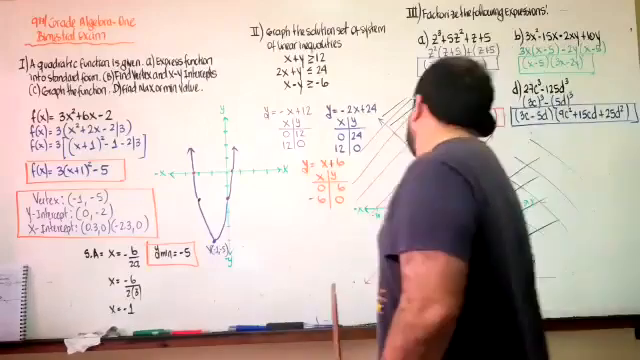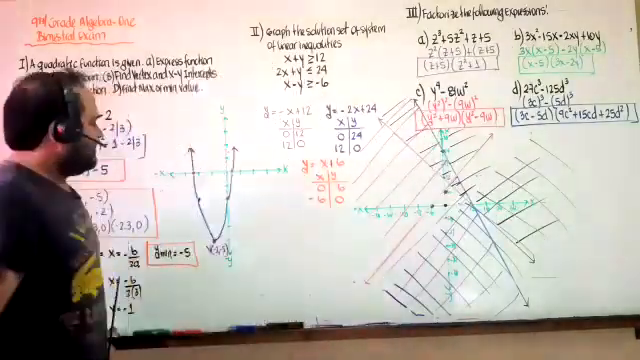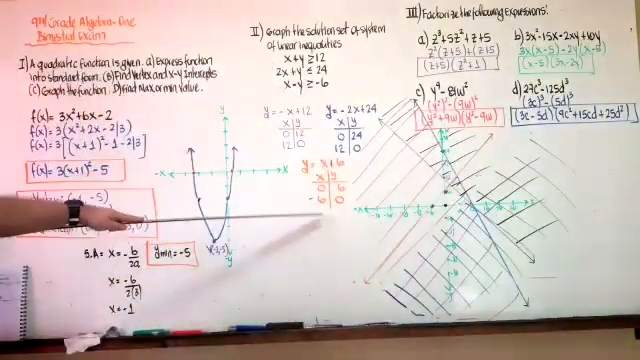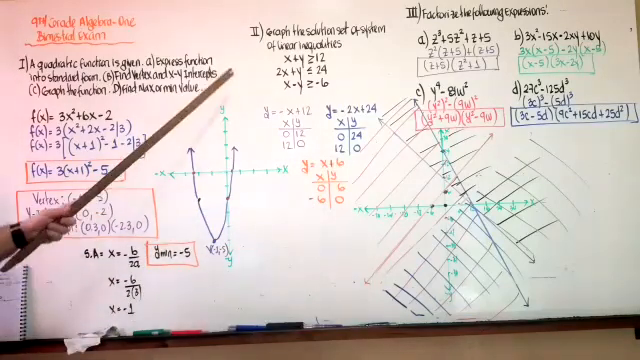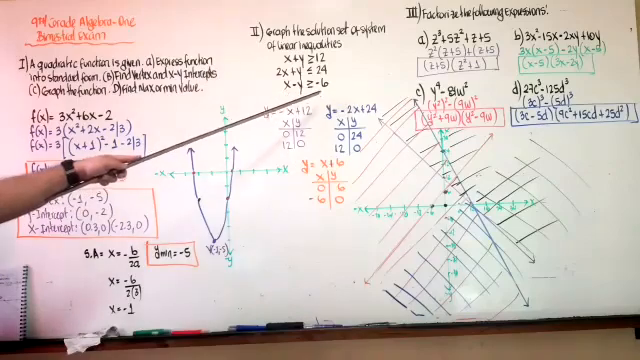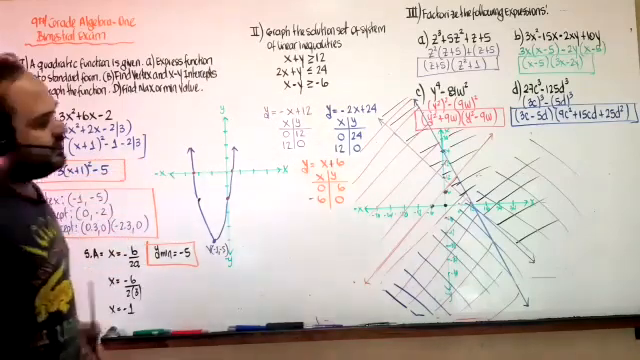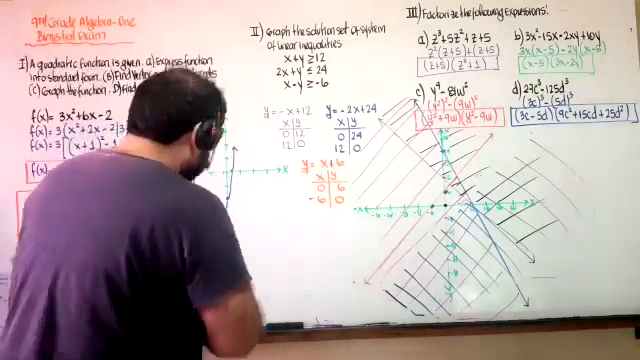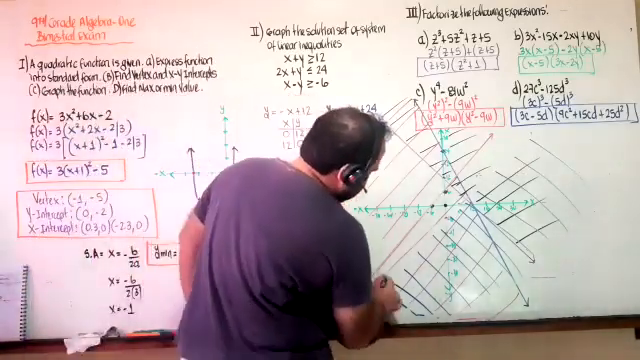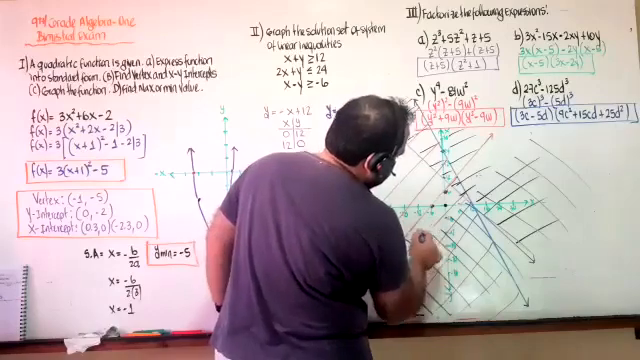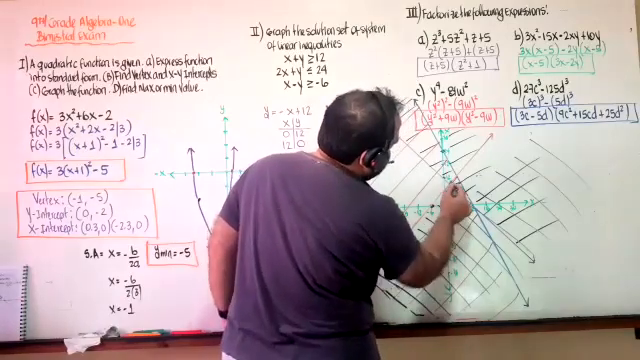And let's see once again: negative 6 with 0 and 0 with 6. Testing 0 greater than or equal to negative 6, that's true. So that solution area will be given from here.